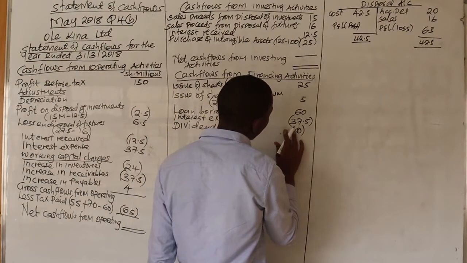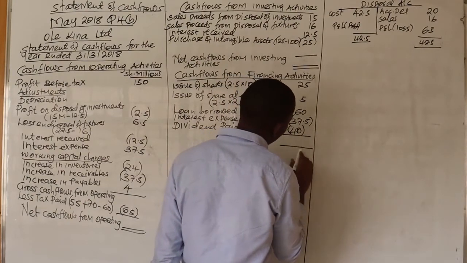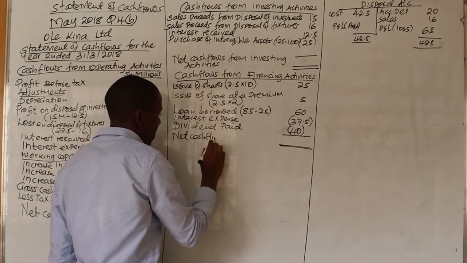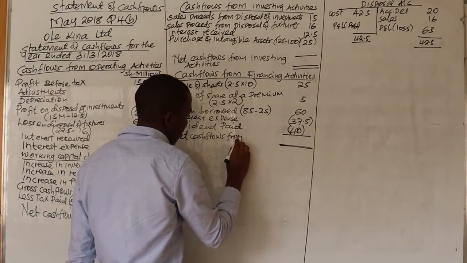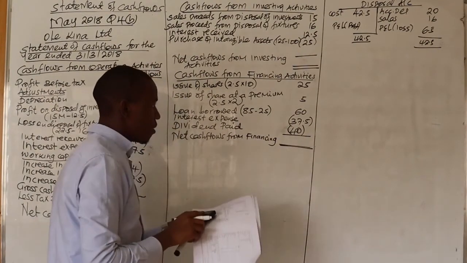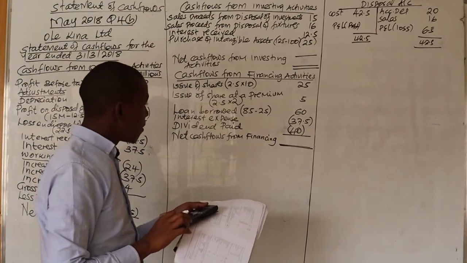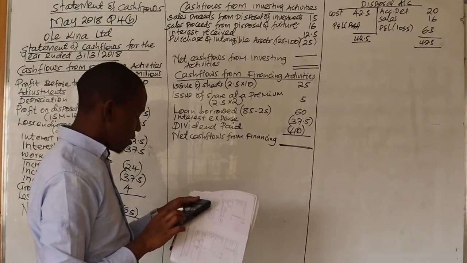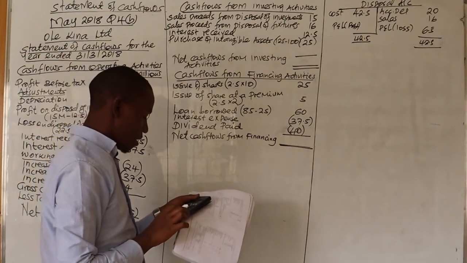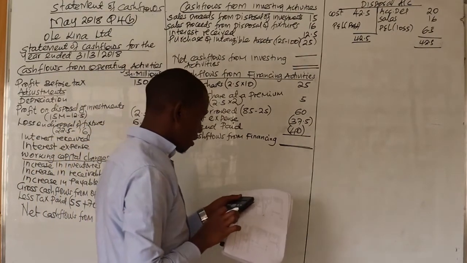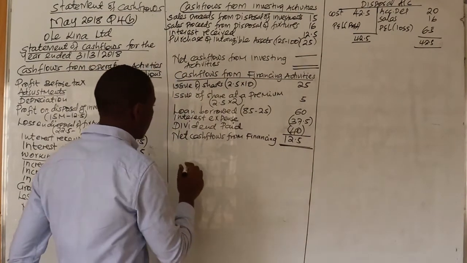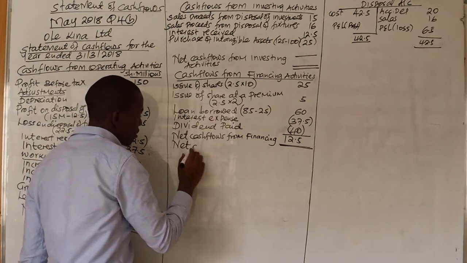So in this case, there is nothing remaining for that part, so you can get the net cash flows from financing, which will be equal to how much? It's just 25, you add 5, you add 60, you minus 7.5, and you minus 40, which in this case is just 12.5.